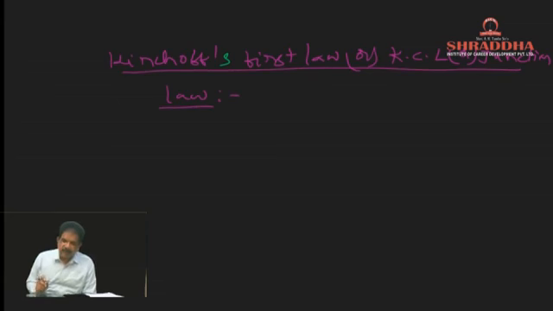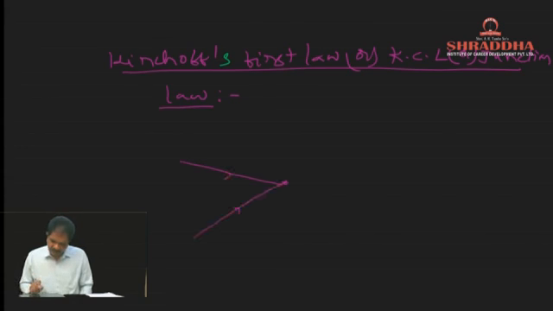What is that law? See, this law is saying the sum of the currents reaching the junction is equal to the sum of the currents moving away from the junction. For example, there is a junction. Junction means where two, three wires are meeting. That will be called the junction. Here at this junction, these wires carrying current are meeting. Let us assume through this wire current I1 is coming, through this wire current I2 is coming, through this wire current I3 is coming, through these wires currents I4 and I5 are going out.